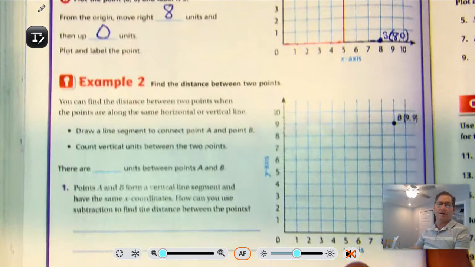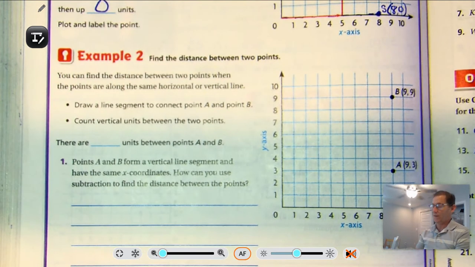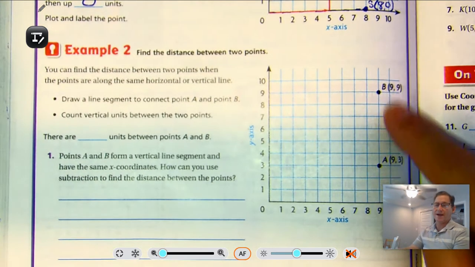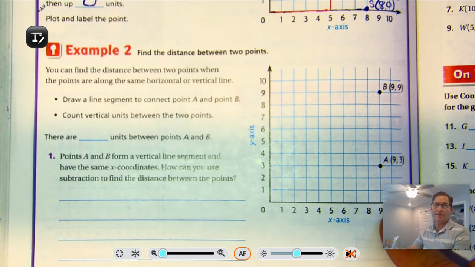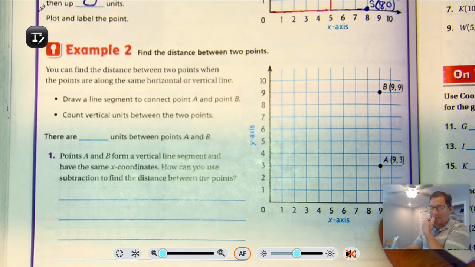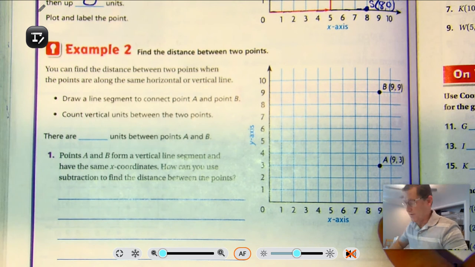All right, how about finding the distance between 2 points? We see these points A and B. We can find the distance between 2 points when the points are along the same horizontal or vertical line. So draw a line segment to connect points A and B.